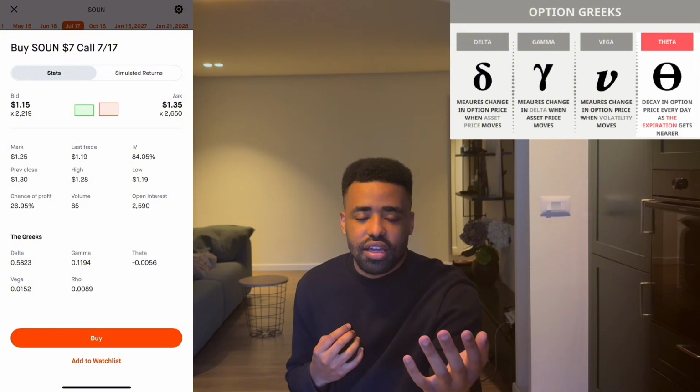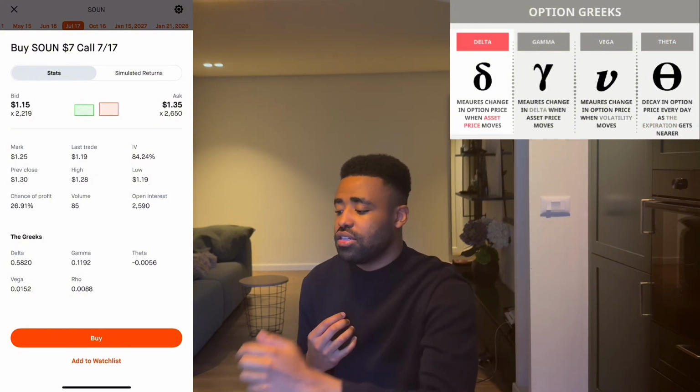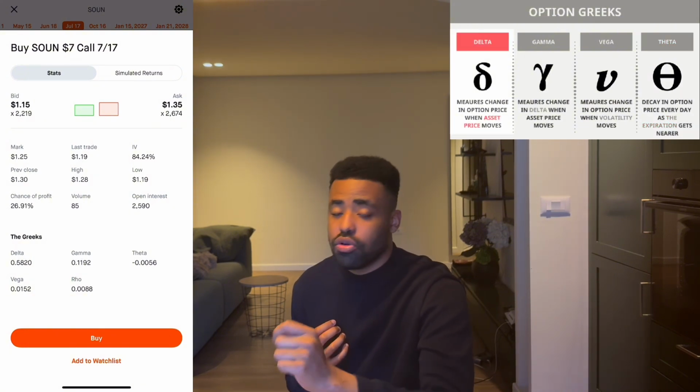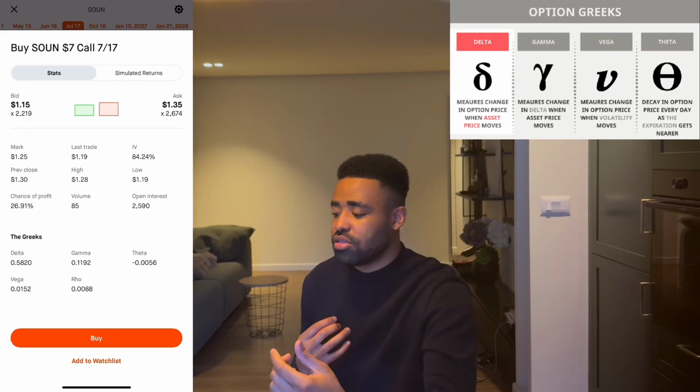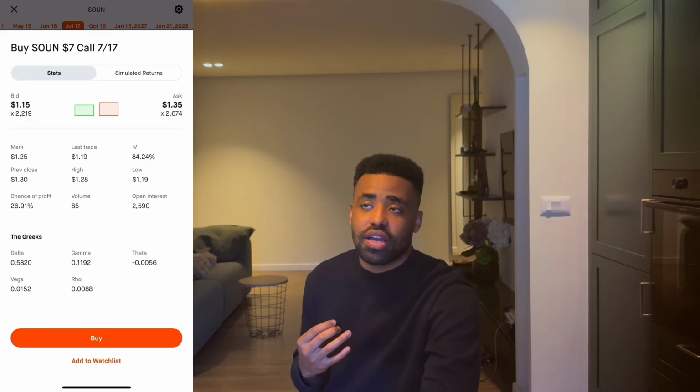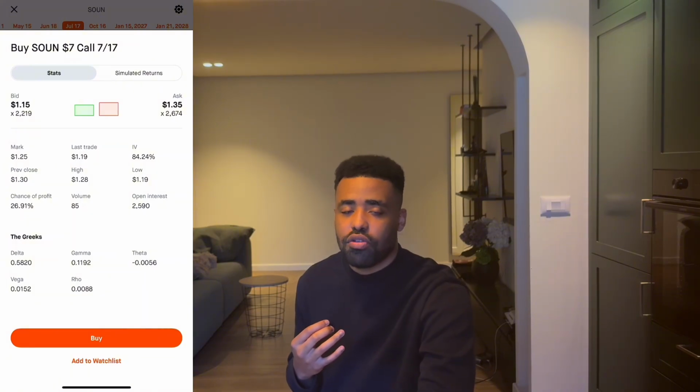I guess since I explained theta, I might as well get into delta. Delta is basically how much your contract moves when the stock moves. So if the stock goes up, delta tells you pretty much how your option is going to respond. This is why contracts closer to the money move much better.